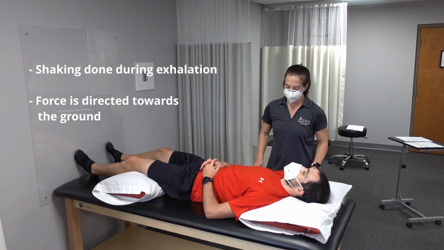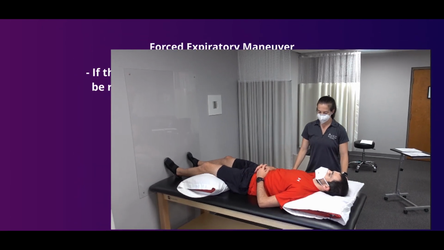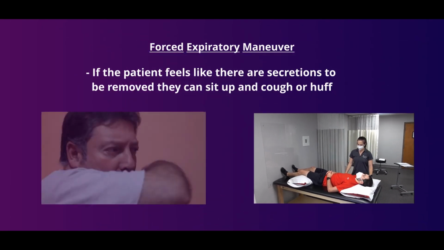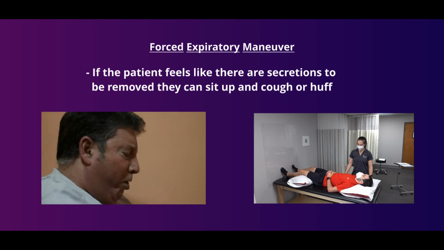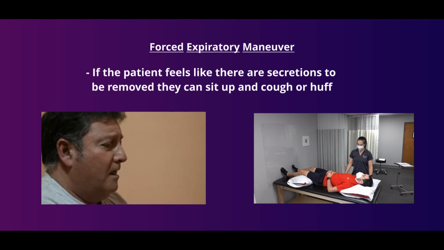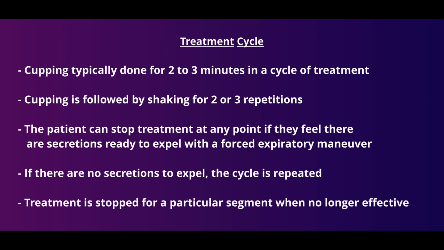If the patient then has secretions to expel, they can sit up and perform a forced expiratory maneuver such as a cough or huff. So a treatment cycle would consist of 2 to 3 minutes of cupping followed by 2 or 3 repetitions of vibration or shaking. If the patient has secretions to expel, they can perform a cough or huff.